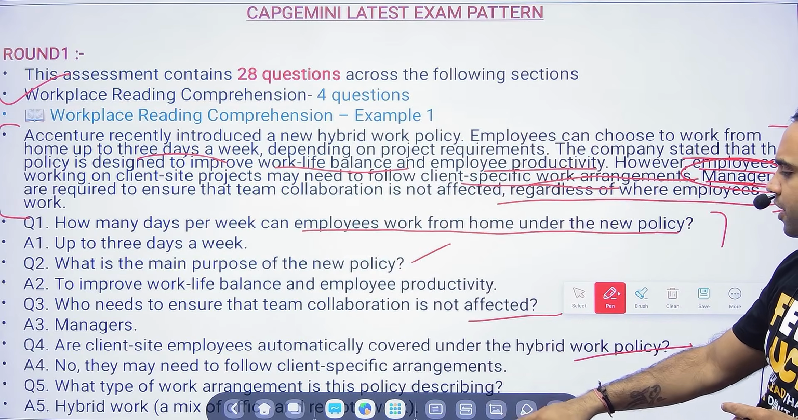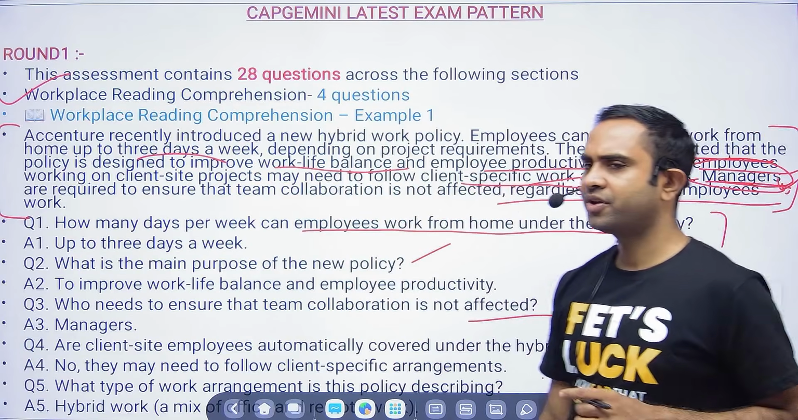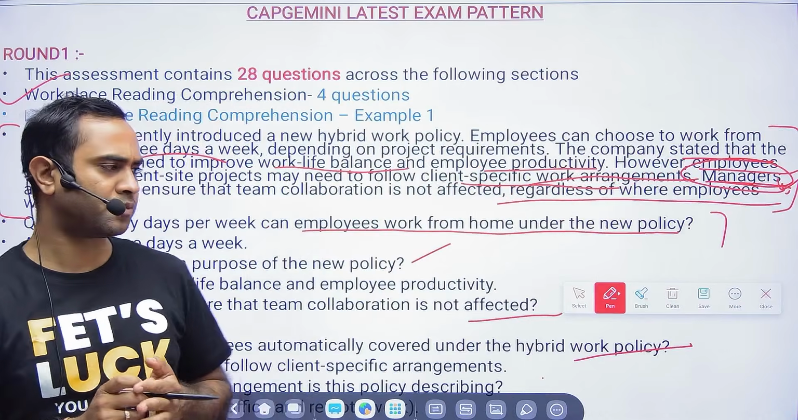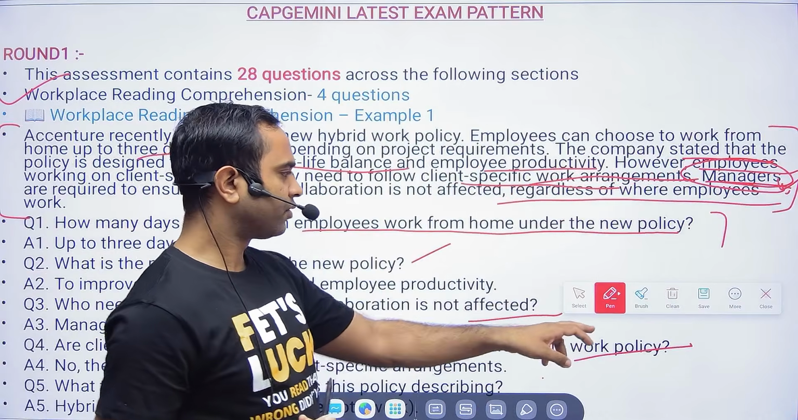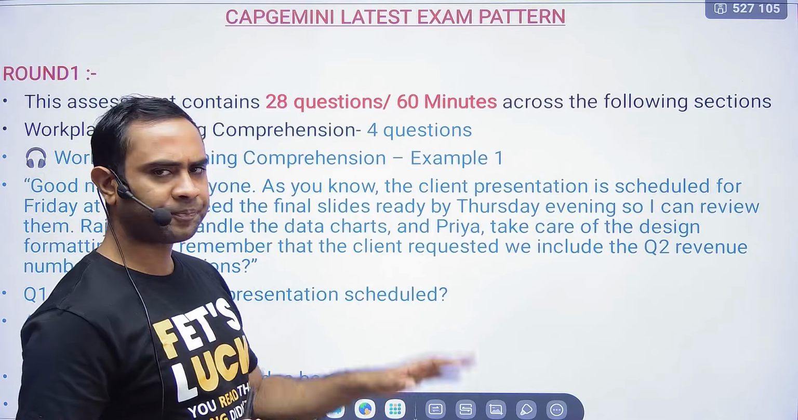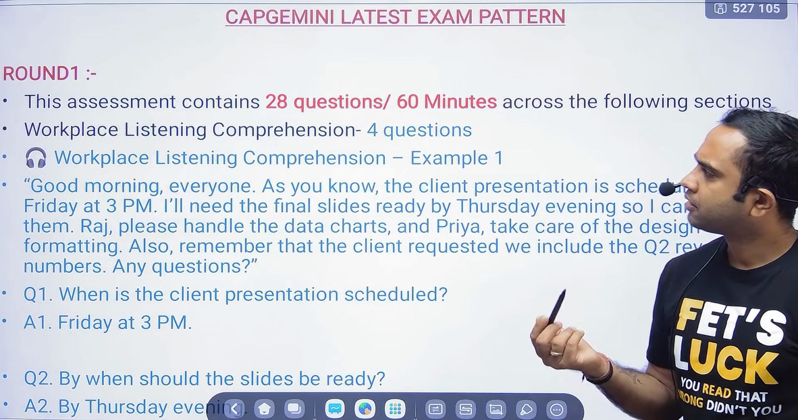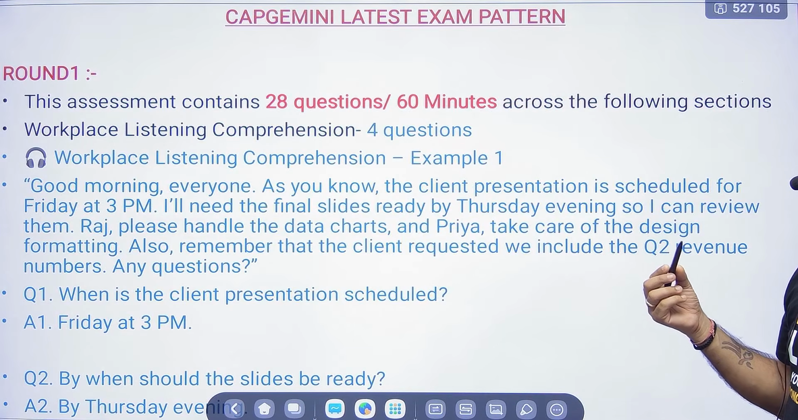What is the type of work arrangement in this policy? This is hybrid work, a mixture of office and work from home. This is there in Cognizant also. So based on a comprehension, you need to tell the answers. Okay, fine. Then the workplace listening comprehension.